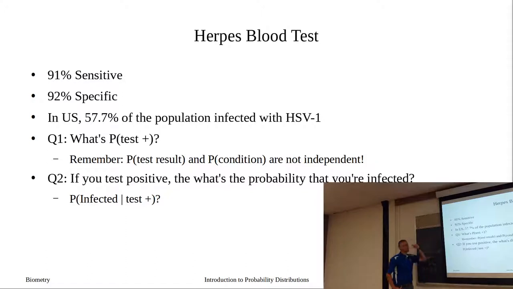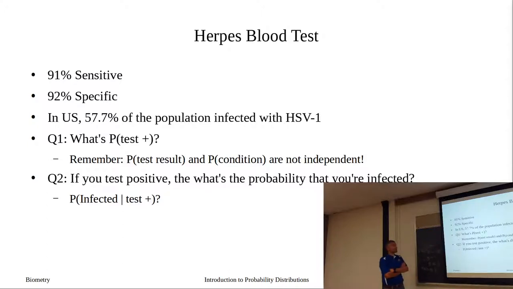91% sensitive, 92% specific. The thing we have to know about this test, about trying to come up with the probability that we actually have it if we test positive, is that we have to know what proportion of our population actually has this virus, all right? So what I found for this herpes blood test, it's testing for herpes simplex virus, all right? And we have information about herpes simplex virus 1, HSV-1. 57.7% of the population has it here in the United States. Surprised? It seems like a lot, right?